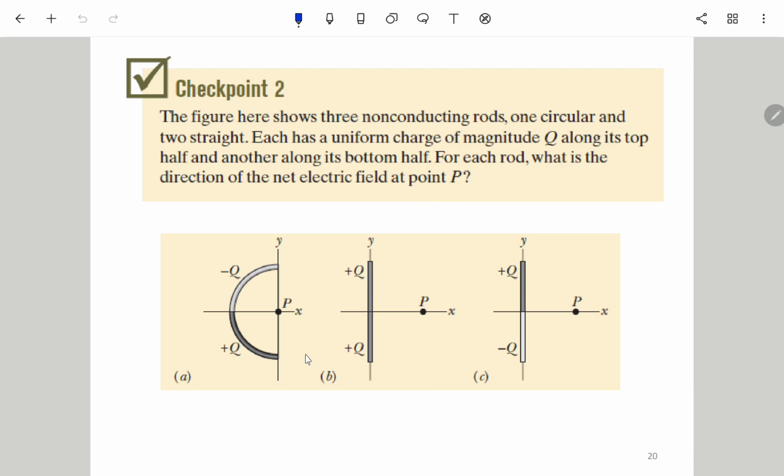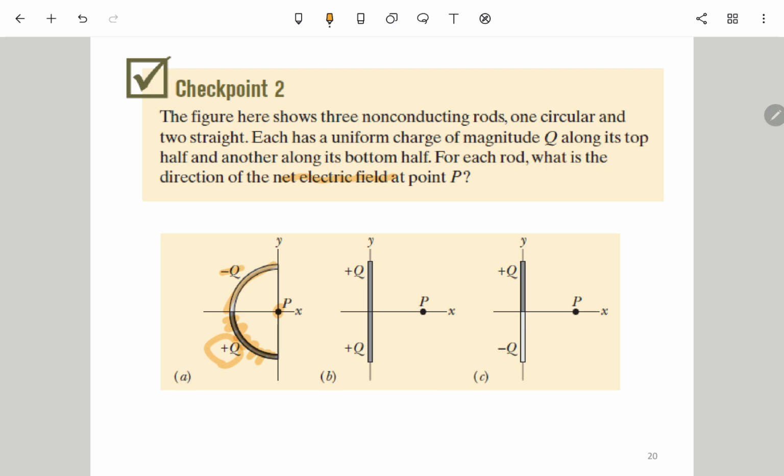Okay, so let's take a look at the leftmost one first. This one we have negative Q charge equally distributed along the top left part, and then the plus Q charge equally distributed on this part. So it asks you the direction of the net E field at point P.